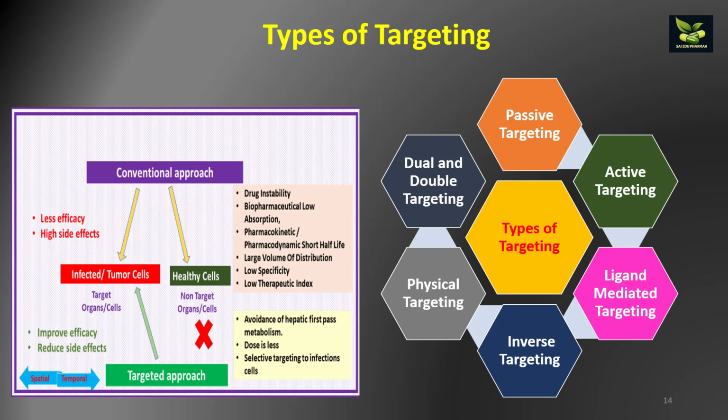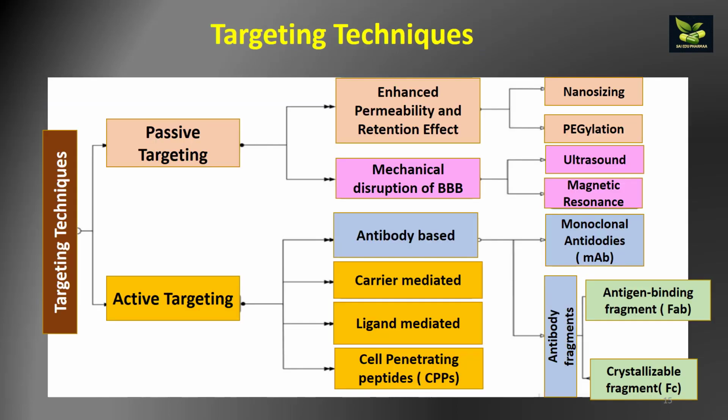Okay. So how can you achieve this targeting? We can achieve this by passive targeting, active targeting, ligand mediated targeting, inverse targeting, physical targeting, and dual and double targeting. So these are various types of targeting techniques like passive targeting and active targeting. In passive, we can achieve it by enhanced permeability and retention effect. This is achieved by nanosizing and pegylation. Pegylation means PEG coating. Then, by mechanical disruption of blood-brain barrier, it can be achieved by ultrasound or magnetic resonance.